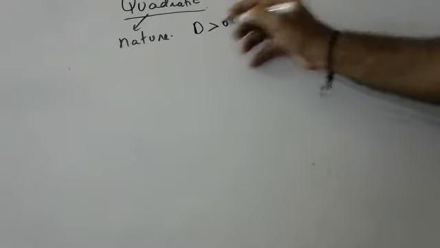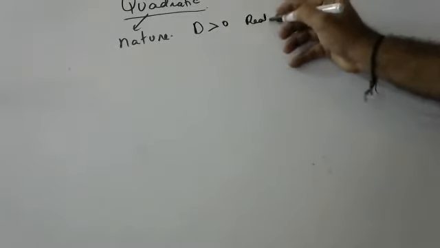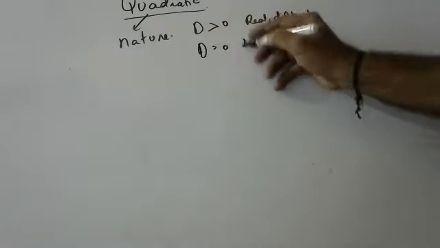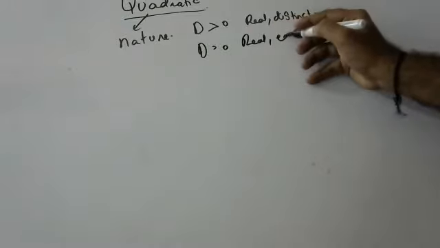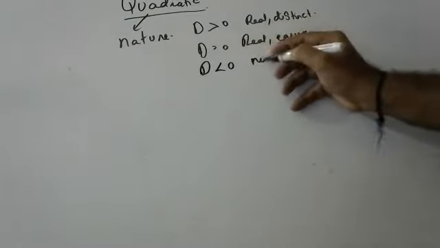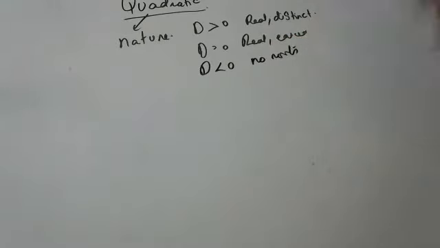If the discriminant is greater than zero, then real and unique or distinct roots will be present. Whether they say distinct or unique, it is the same, children. And if D is equal to zero, then you will get real and equal roots. And if D is less than zero, children, no roots. Yesterday I was telling you this one, children.